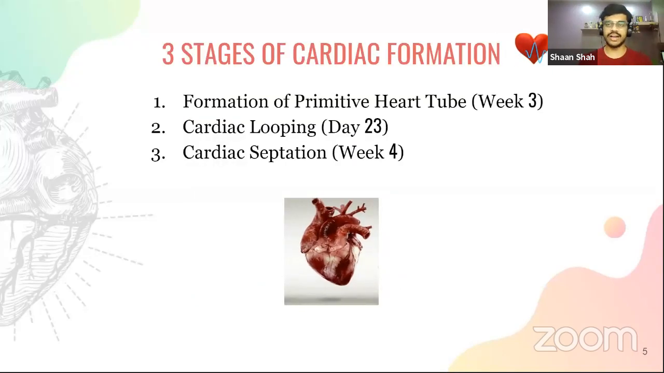So broadly dividing the stages, there are 3 basic stages of cardiac formation. The first being formation of primitive heart tube at week 3, the process of cardiac looping at day 23, and the process of cardiac septation at week 4. We'll discuss all the 3 stages in brief.